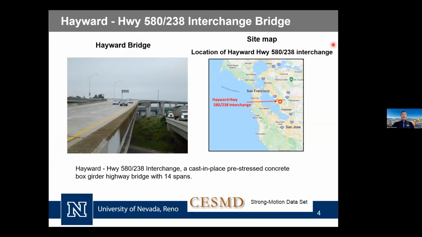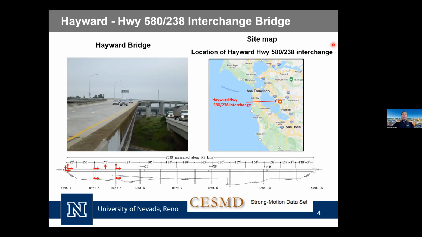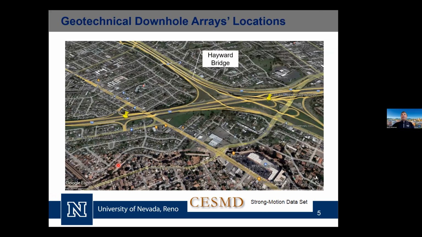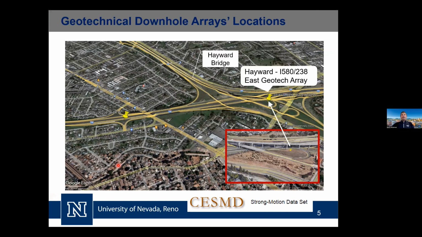The Hayward Bridge site is located in the Hayward area. The bridge has 14 spans, and some parts of the bridge are instrumented. You can see that bend 1, bend 3, bend 4, and I'm going to be referring to this bend 4 frequently throughout the presentation. But what makes this site interesting to us is not only the fact that part of the bridge is instrumented, but the primary reason we are interested in this site is that there are 2 well-instrumented downhole arrays adjacent to the bridge.